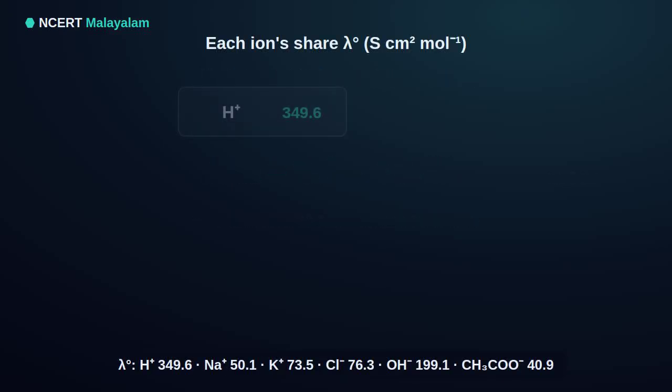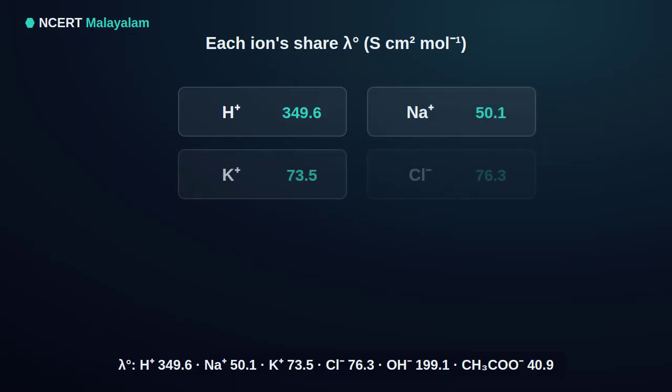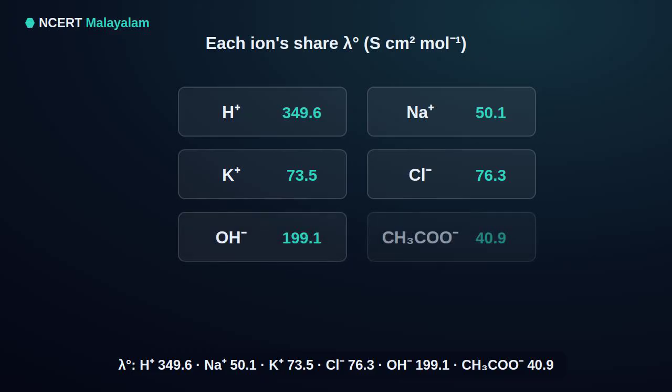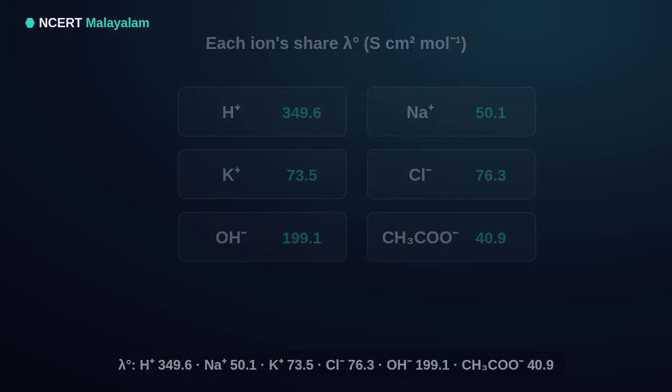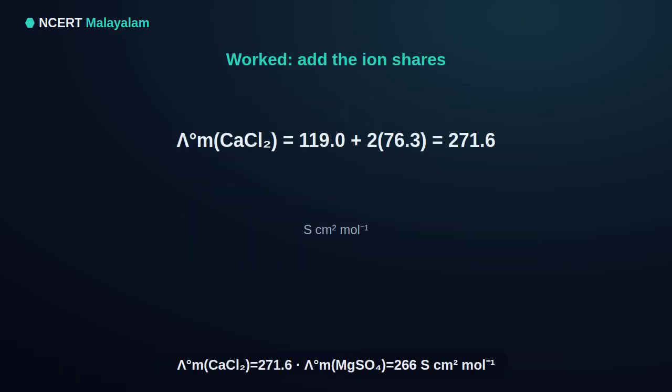That is, the limiting molar conductivity equals the positive ion's share plus the negative ion's share added together. Each ion's share has been measured and put in a table. For example, hydrogen plus gives a very large share, and hydroxide minus is also large. Using these we can add up the limiting molar conductivity of any electrolyte. Let us do an example. Calcium chloride splits into 1 calcium 2 plus and 2 chloride minus. So its limiting molar conductivity is 119.0 plus 2 times 76.3, which is 271.6. Similarly for magnesium sulfate, 106 plus 160, which is 266.